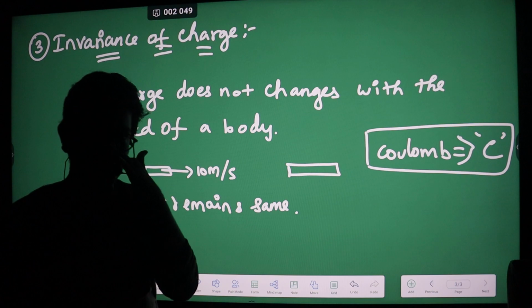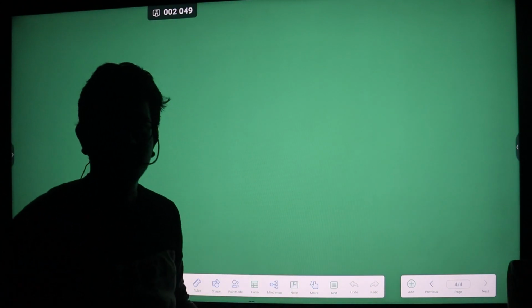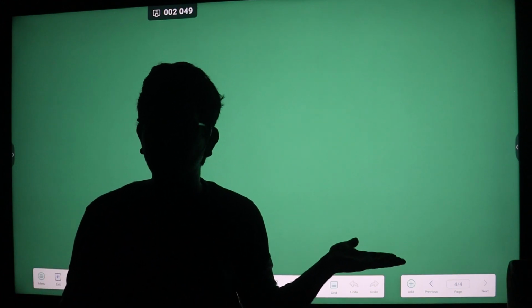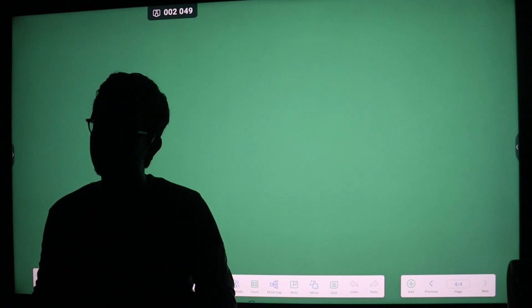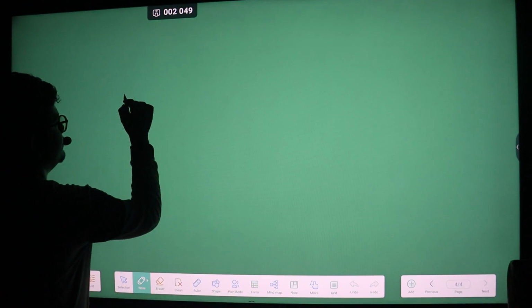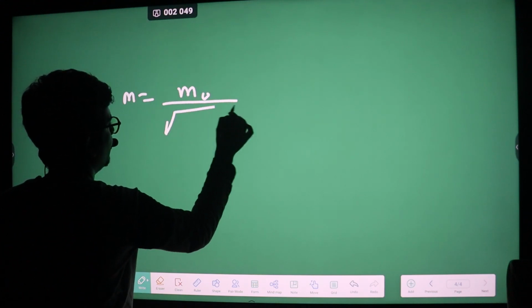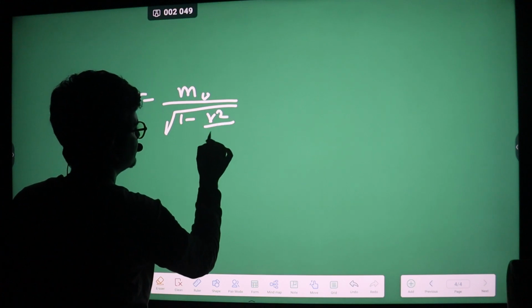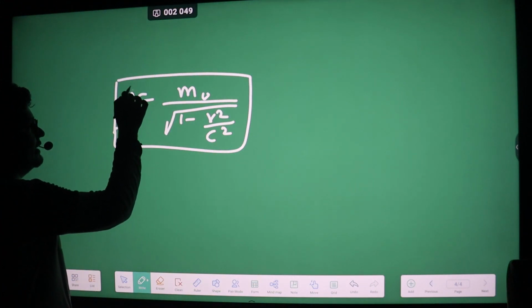I was speaking about mass also being an intrinsic property. Everybody knows, does mass change with the speed of a body? Yes, mass changes with the speed of a body. How are we saying this? Here Albert Einstein gave us the relation, that is m is equal to m naught upon under root over 1 minus v square upon c square. It is the equation given by Albert Einstein.